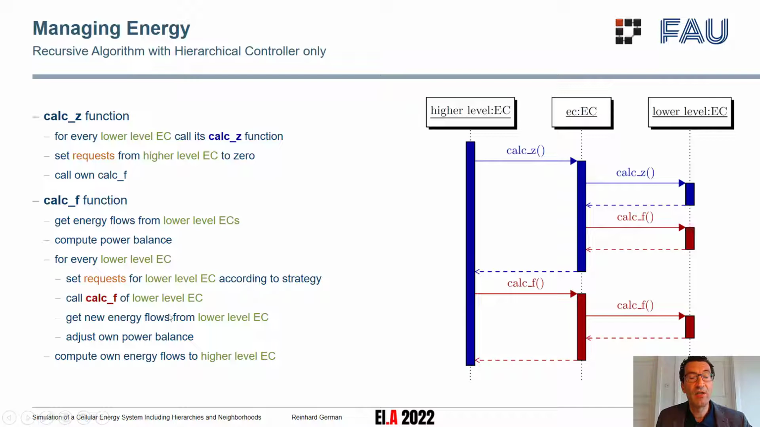It gets new energy flows then from these children and can adjust its own power balance and can compute the own energy flow, which must be provided to the higher level in that answer. And then here on that level, it is also embedded in a calc_z function, and after that a new calc_f happens, such that everything is applied recursively on all levels of the topology.